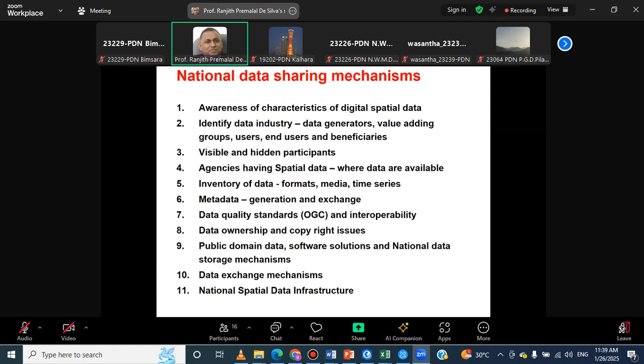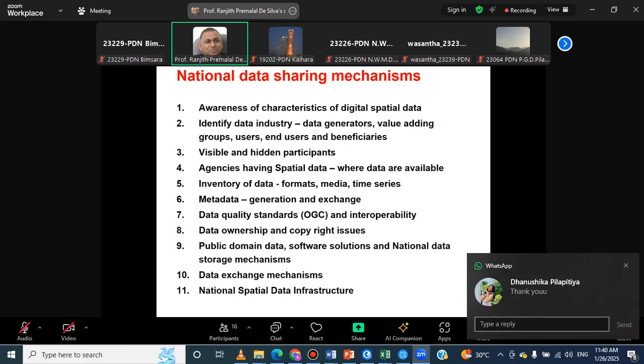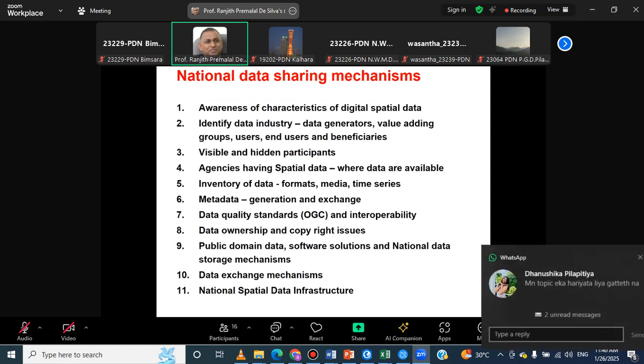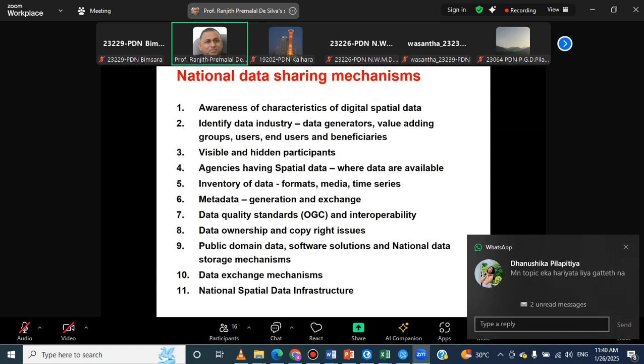First of all, it is important to have awareness of the characteristics of digital spatial data. Now we go for digital approaches, so we need to look at the characteristics of digital spatial data, because NSDI requires everything to be in digital form. We don't work with analog products, which create a lot of issues. So we need to learn what the basic characteristics of digital spatial data are. Can anybody tell some of the characteristics of digital spatial data?